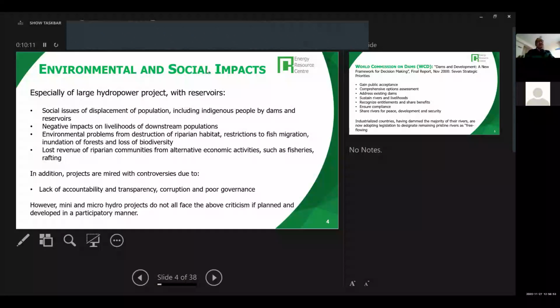Okay. Now, as you must be aware, the environmental and social impacts of hydropower projects, especially of large hydropower projects, and especially with reservoirs. If you have a big, large reservoir, then the main issues are the social issues, because you need to displace population. You have to resettle population, people.